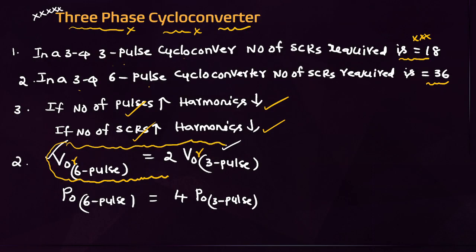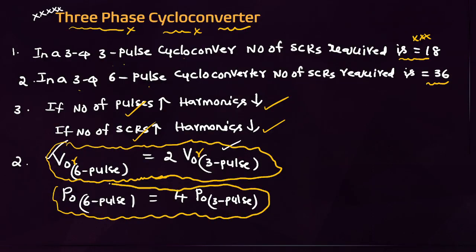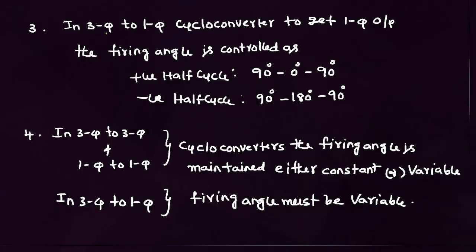RMS output voltage of 6 pulse cycloconverter is 2 times of RMS output voltage of 3 pulse cycloconverter. Then power output of 6 pulse cycloconverter is 4 times as compared to 3 pulse cycloconverter. Voltage is 2 times, but power is 4 times as compared to 3 pulse cycloconverter. Next, I told already, in cycloconverter there is a three phase to single phase conversion also.